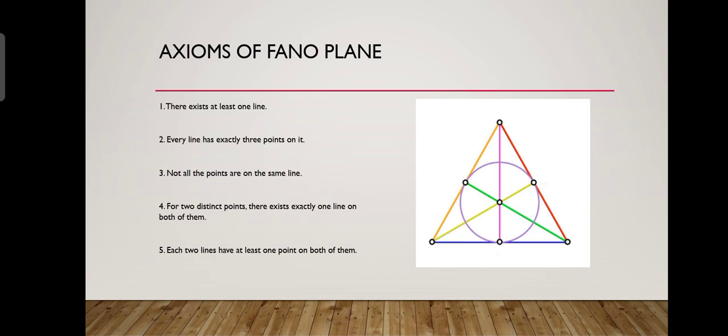Third, not all points are on the same line. It means this figure is non-collinear. Fourth, for two distinct points, there exists exactly one line through both of them. It means every line contains 2 points, like the orange line, which has 2 points at the ends of it, and so on for each line.